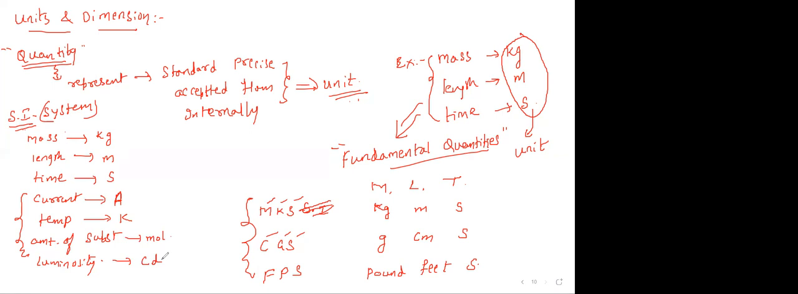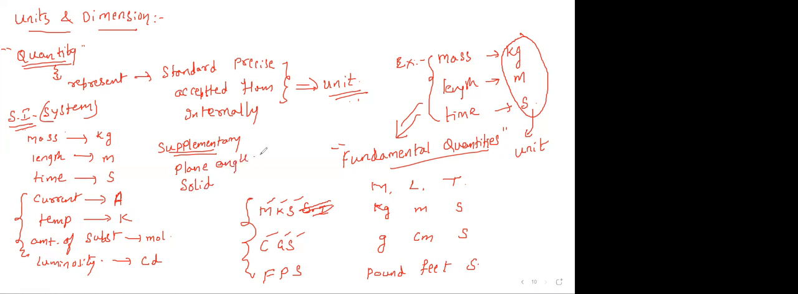So students, how many quantities are there in the SI system? There are 7 fundamental quantities in the SI system: mass, length, time, current, temperature, amount of substance, and luminosity. In addition to this, there are two other important quantities, considered as supplementary quantities. Name the two supplementary quantities, students. One is the plane angle. The second one is the solid angle.